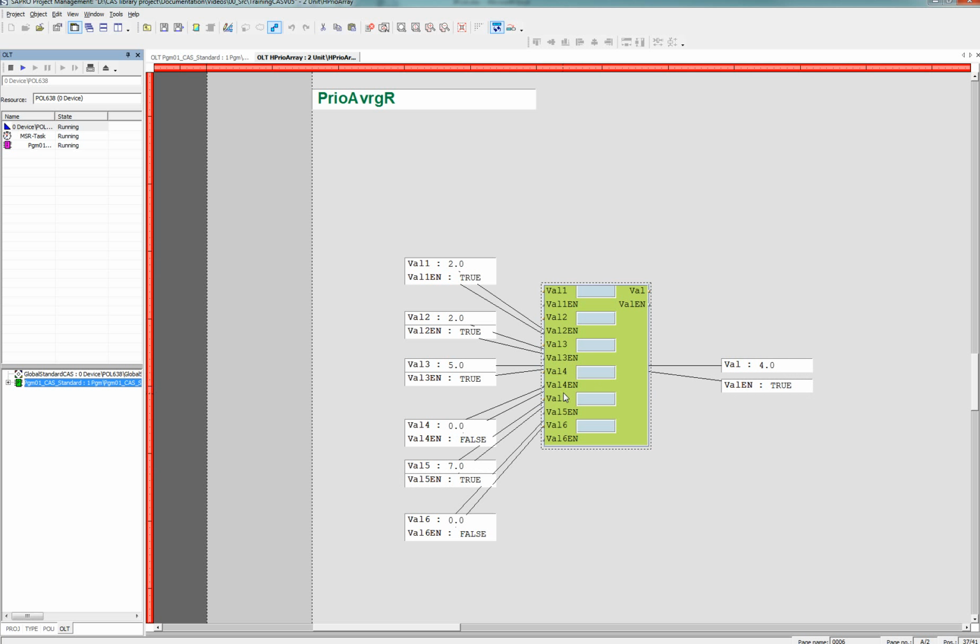I usually connect to value enable the information about reliability of the sensor. If the sensor is not reliable, please don't count the average of the value. And that's it from the PrioAvrgR real block. It's nice, isn't it?